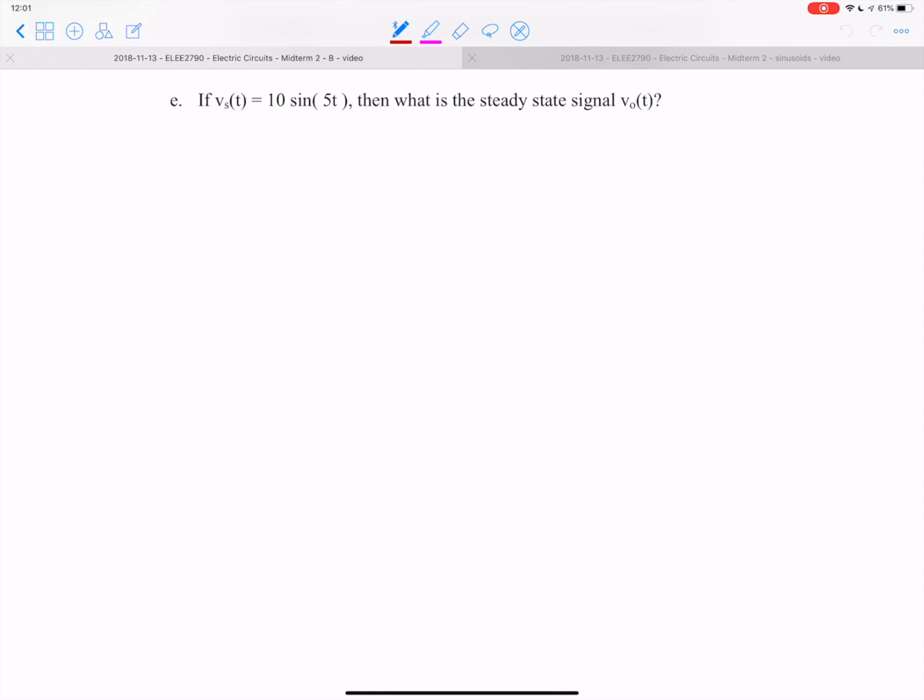In the last part of our question, we're asked to find the steady state signal V0 when our input voltage is a sinusoid with a frequency of 5. So we can take Vs and convert it into a phasor. This is just equal to 10. We know that the sine has to convert to cosine, so that's minus 90 degrees. And this is at theta equal to 5 rads per second.